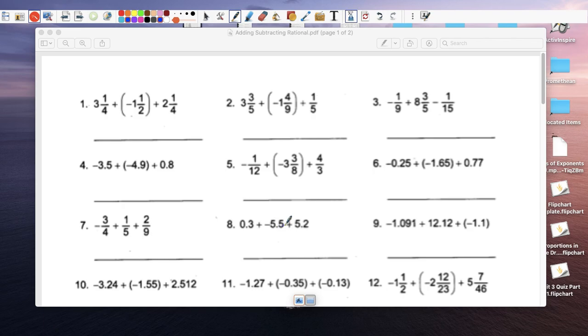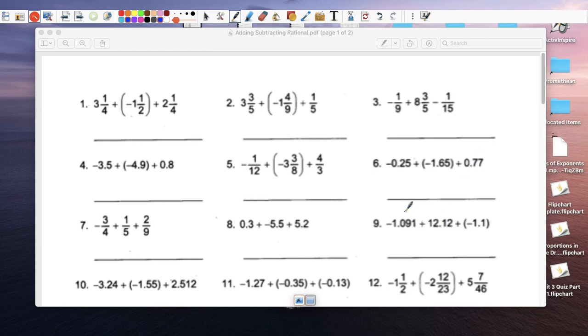0.3 plus negative 5.5 plus 5.2. If you add these two first, you're going to get a negative number, right? Because if it's positive and negative, you take the sign of the one that has the greater absolute value, which is negative 5.5, and you subtract the numbers. So 0.3 plus negative 5.5 is negative 5.2, and then negative 5.2 plus 5.2 gives you a nice 0.